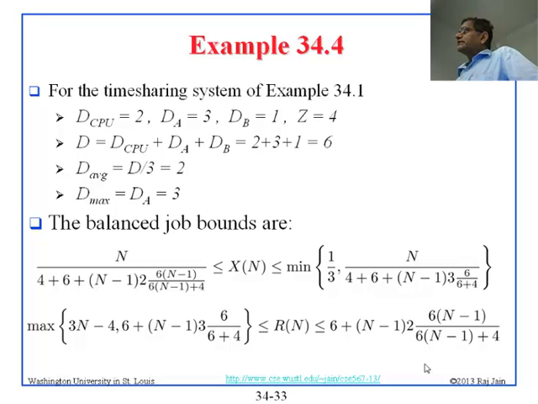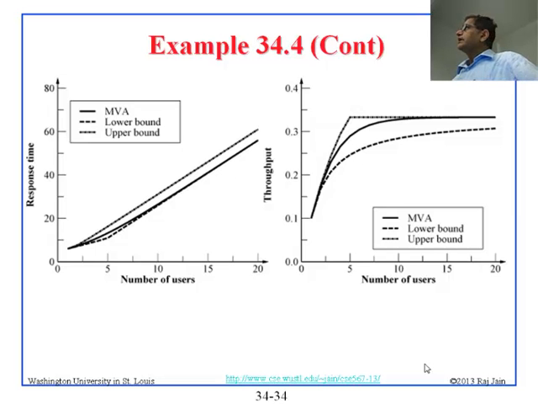So now the balanced job bounds, you can put all the numbers as we said, D average, and so on and so forth. And you can plot them, and you can see that this is the lower bound and this is the upper bound, the dotted lines, and the solid line is mean value analysis. All right. Similarly, this is the lower bound, this is the upper bound, and the solid line is this one. And so you can see it is very close.